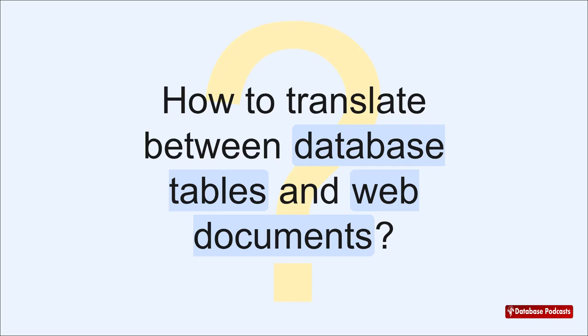Your database speaks in tables, but the web speaks in documents. How on earth do you translate between the two? Back in the early days of the internet, this wasn't just a minor issue. People were calling it a technology train wreck. You literally had these two powerful, but completely different ways of handling information just hurtling towards each other. The big question was, how do you make them talk without everything just blowing up?